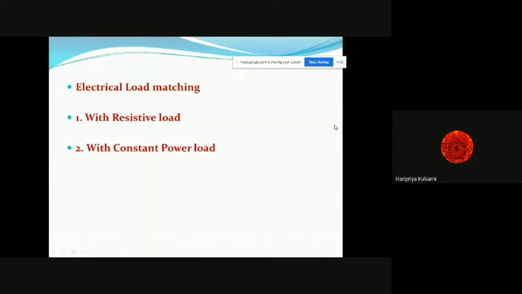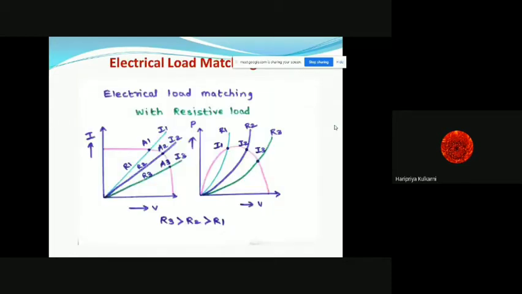Now the next is electrical load matching. So it is one more important concept which we have to take into consideration. Generally it is divided into two types of load. One is the resistive load and the other is the constant power load. So in electrical load matching, when we take the example of a resistive load, I have shown here the IV and PV characteristics which we are familiar with. We have already discussed the IV and PV characteristics of a solar cell.